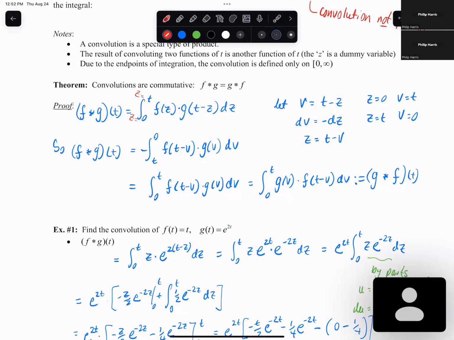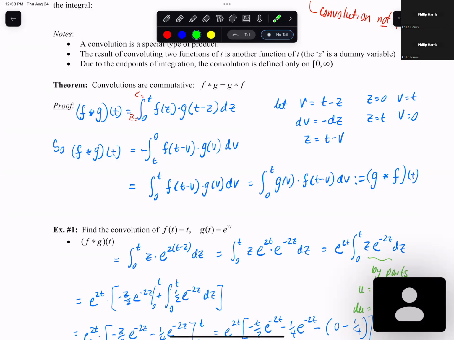So when z is 0, in our relationship here, v is t. When z is t, v is 0. Completing these substitutions, we get the following. We put in t minus v for z. We put in v for t minus z. We have a minus dv. This is related here. And then we have these endpoints that switched.